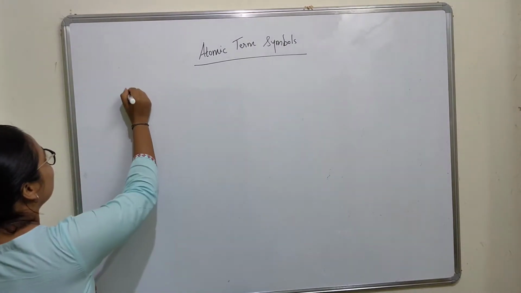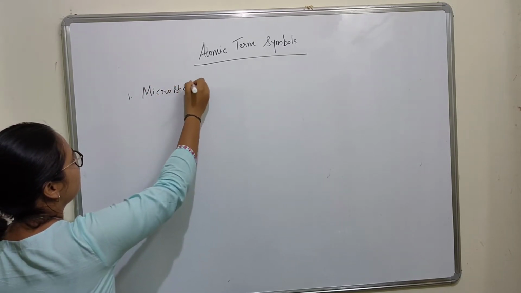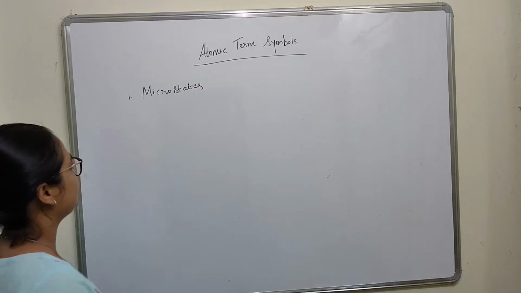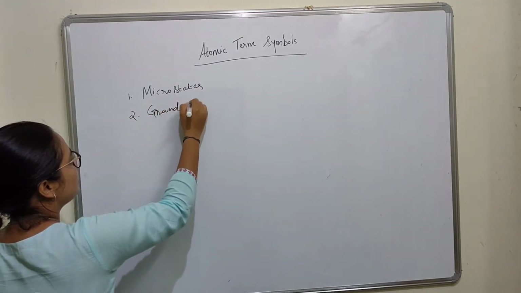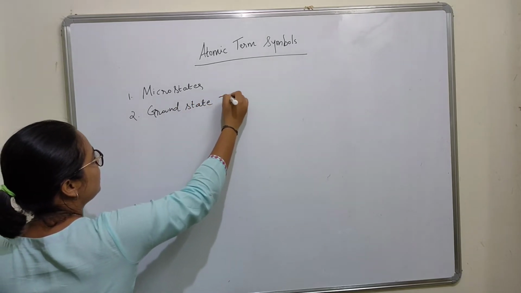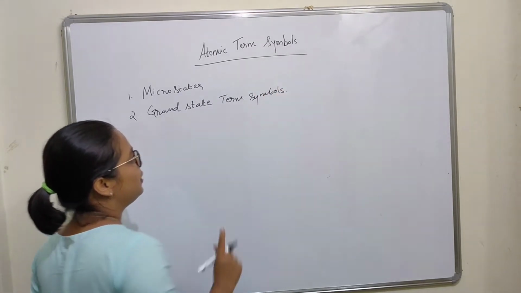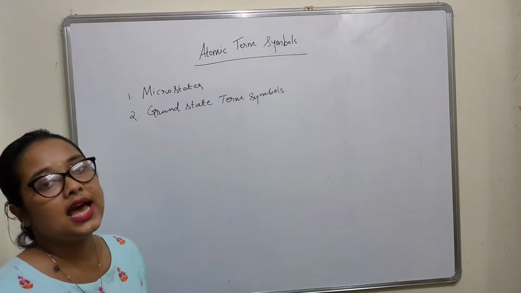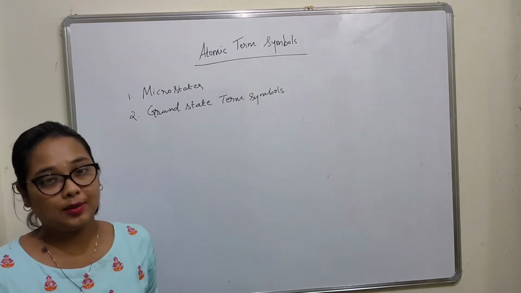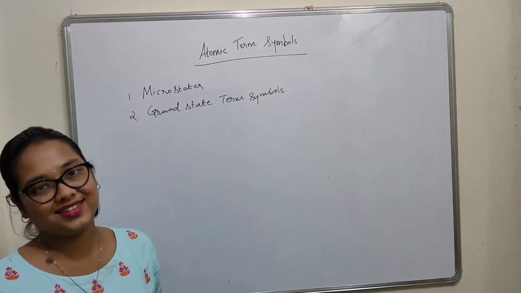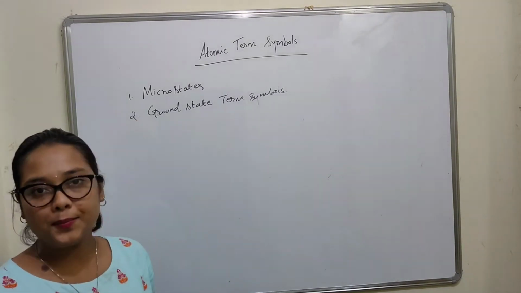The two things that we are going to talk about, we start with microstates. There is a formula for microstates which we will discuss later, and we talk about the ground state term symbol. When we talk about the term symbols, there are two types actually. We have the excited state term symbols and we have the ground state term symbols. But this video I want to keep a bit short with respect to time, so I don't want a really long video. So I will just talk about microstates and the ground terms.